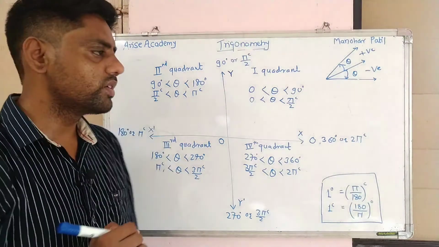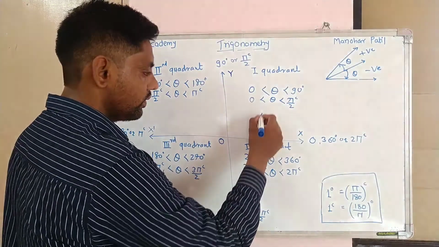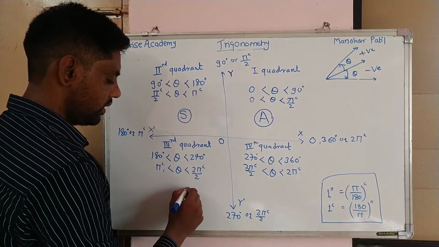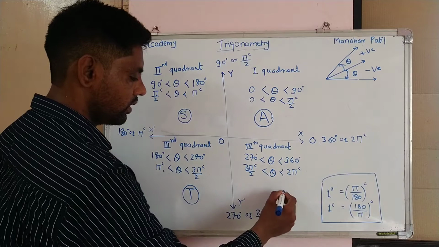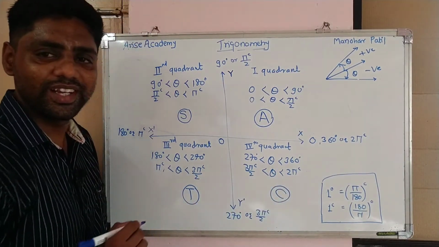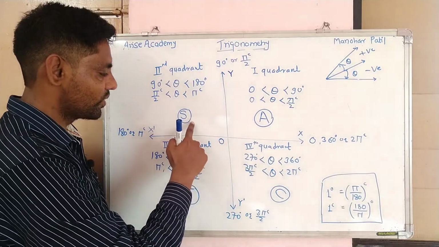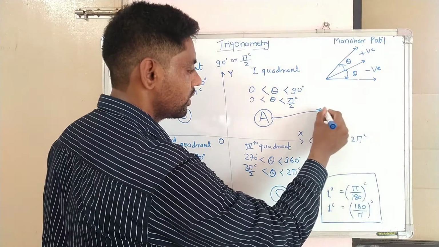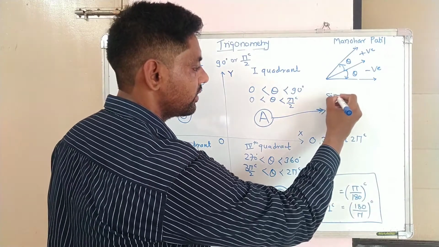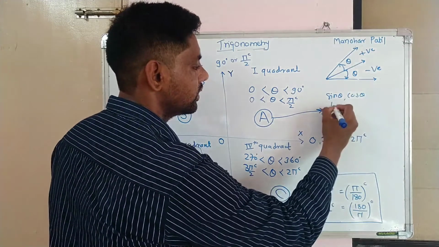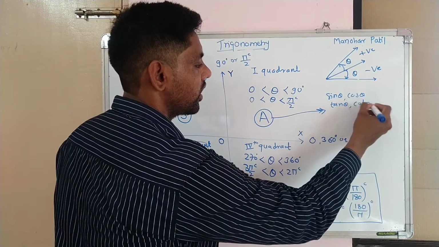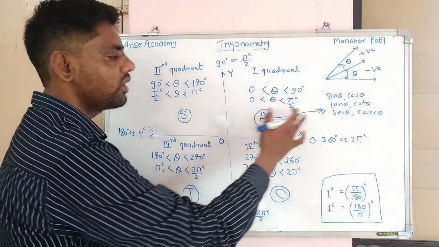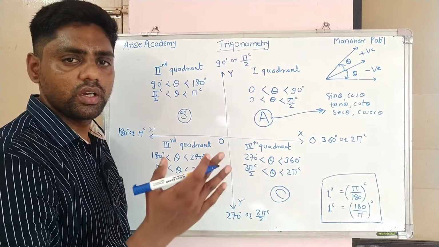Now remember one sign convention: All Student Take Coffee. Very simple. All Student Take Coffee. All means all ratios, that is sin theta, cos theta, tan theta, cot theta, sec theta and cosec theta. All ratios are positive in the first quadrant.